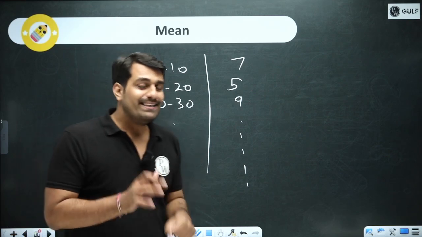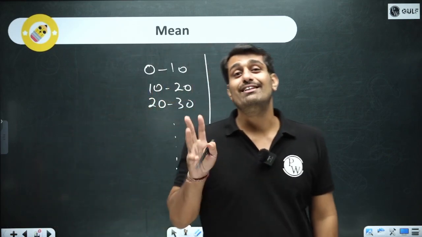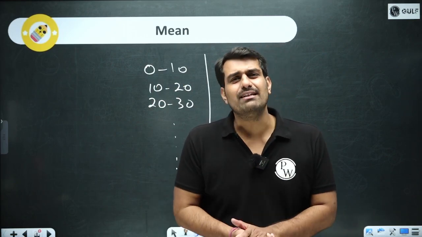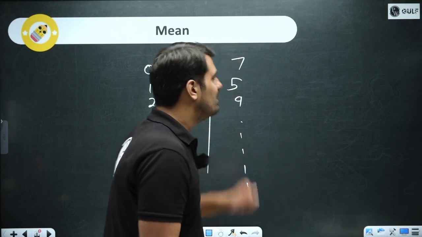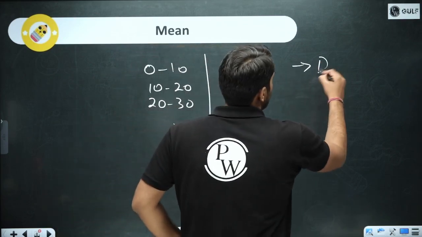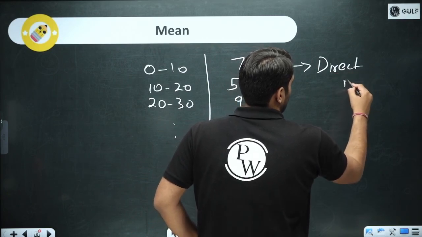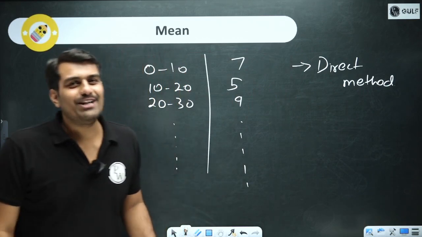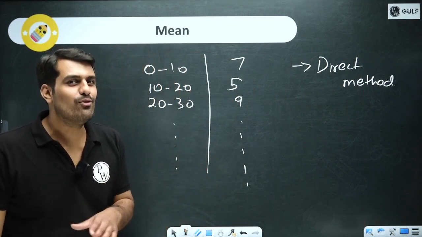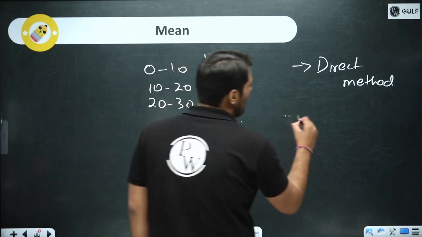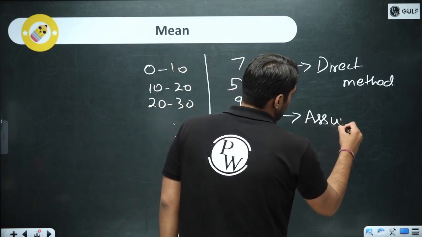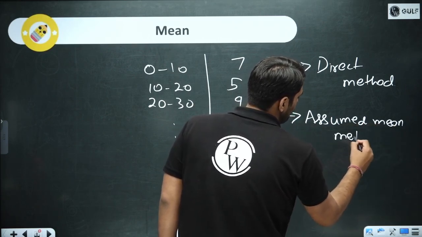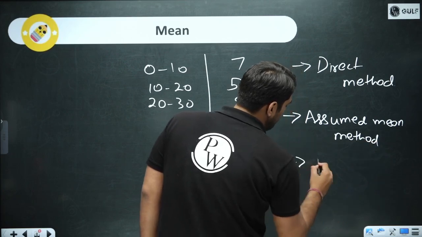To calculate the mean, this time we have not a single formula but 3 formulas, or I would say 3 different methods to calculate the mean. Why the need for 3 methods? I'll talk about it. Let's first list them out. The most simple and obvious one is the direct method. If we have a direct method, why should we go for any indirect method? But we can go for an indirect method. The other 2 methods are the assumed mean method, in which we are going to assume a mean, and finally the step deviation method.